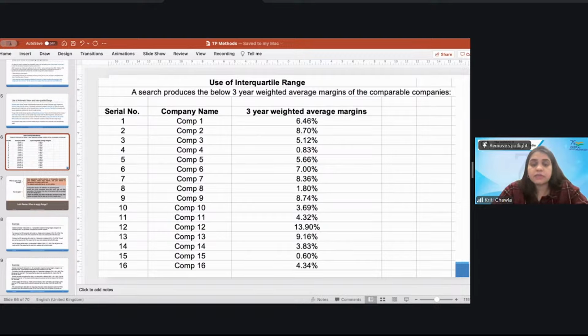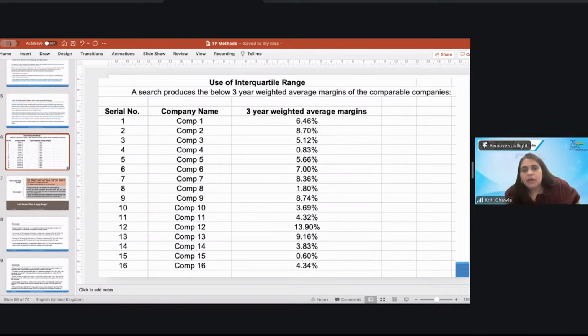Our taxpayer's profit margin is 15%. Do you think this is at arm's length? Well, yes, this is at arm's length. There is no confusion about it. That is because the taxpayer's margin is within the range itself. So this is going to be at arm's length.